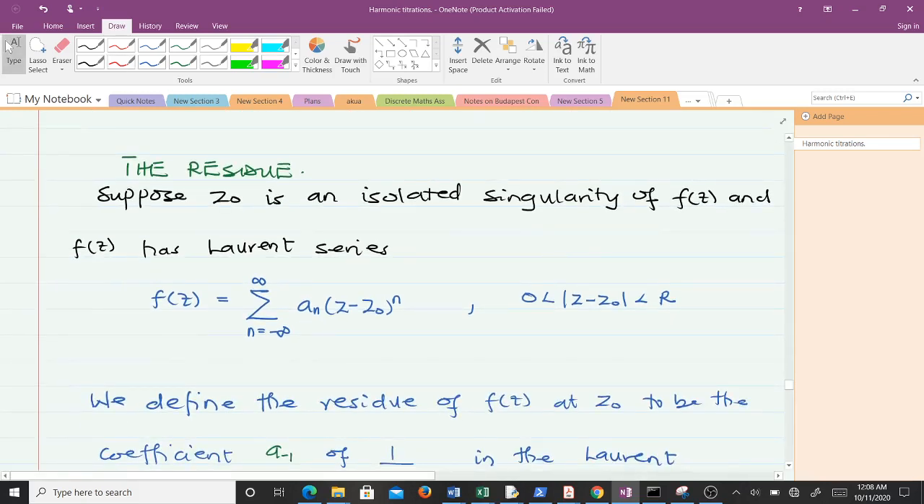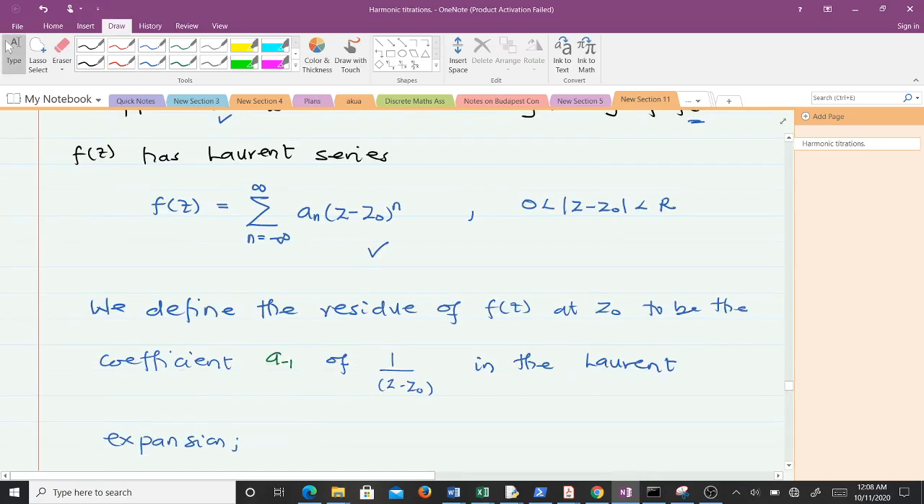So suppose z naught is an isolated singularity of f of z, and it has Laurent series given by what we have here. Then we define the residue of f of z at z naught to be the coefficient of what we have here in the Laurent expansion.